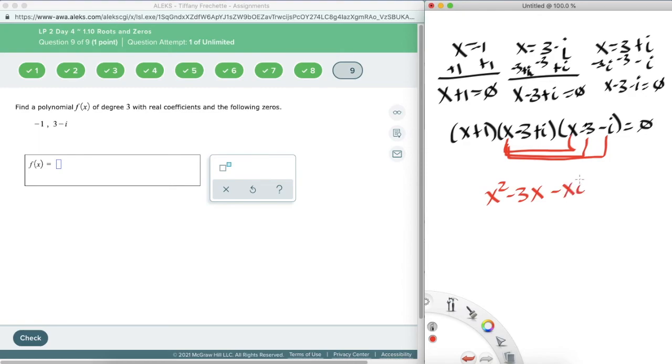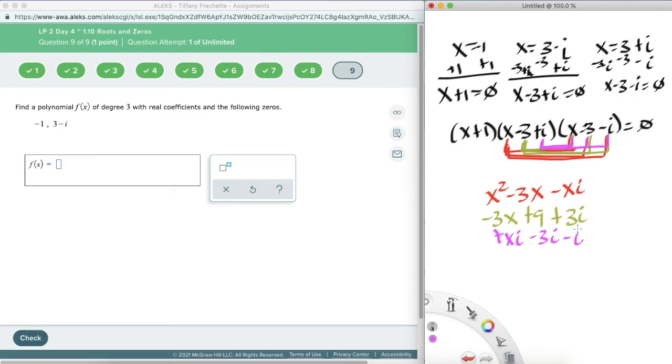And I'll go green for the next one. Negative 3 times x is negative 3x. Negative 3 times negative 3 is positive 9. Negative 3 times negative i is positive 3i. We'll go pink for the last one here. i times x is positive xi. And then i times negative 3 is negative 3i. i times negative i is negative i squared.